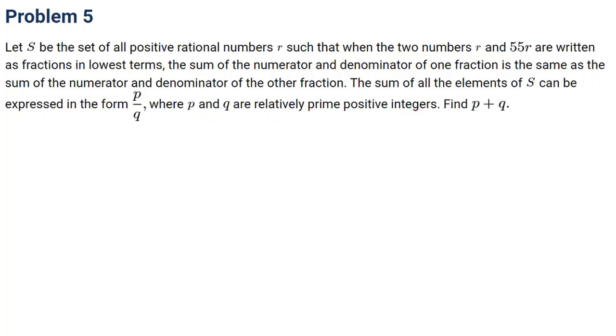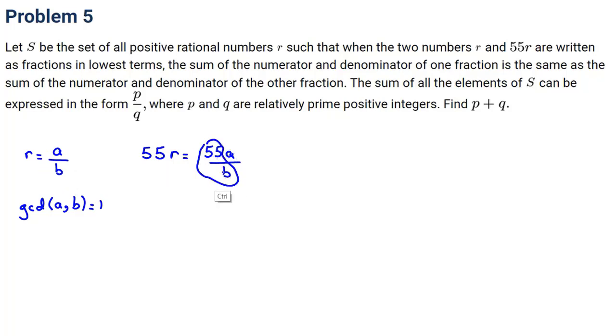Find P plus Q. Okay, let's consider R equal to A over B, where A and B are relatively prime, meaning GCD, greatest common divisor, or HCF, highest common factor, equal to 1. It is in lowest terms. Then 55 times R is 55A over B. Now, A and B we can't simplify because it is in lowest terms. The only possible case is to simplify 55 and B. So we have some cases, GCD of 55 and B.